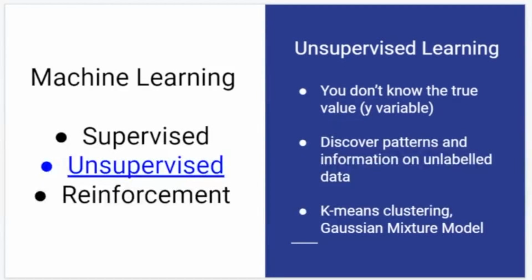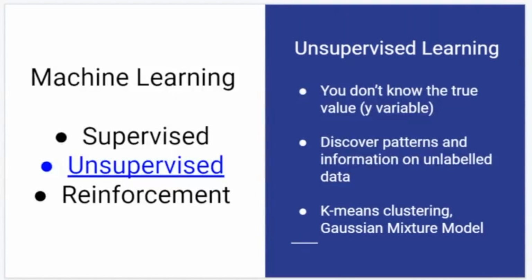Now, as we all know, if we look at the big picture, there are three main types of machine learning: supervised learning, unsupervised learning, and reinforced learning. In unsupervised learning, you don't really know the true value, which is the y variable. So we need to discover the patterns and information in unlabeled data. Examples of unsupervised machine learning are k-means clustering and the Gaussian mixture model, and the Gaussian mixture model is our primary point of discussion in this presentation.